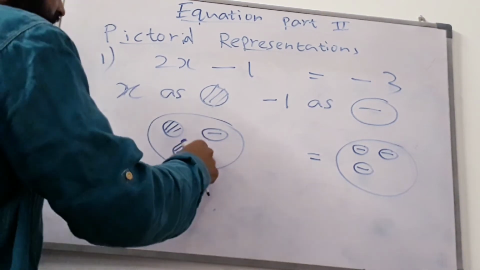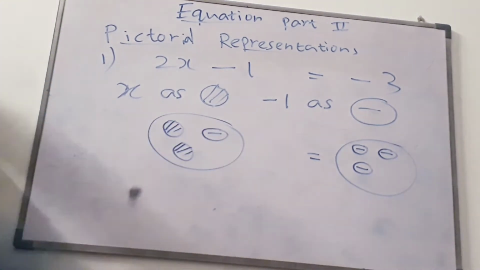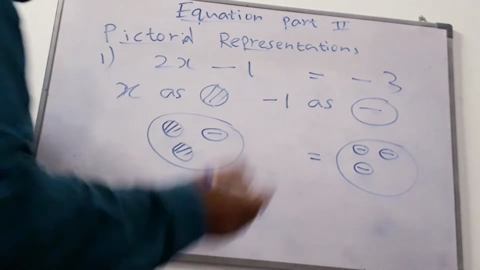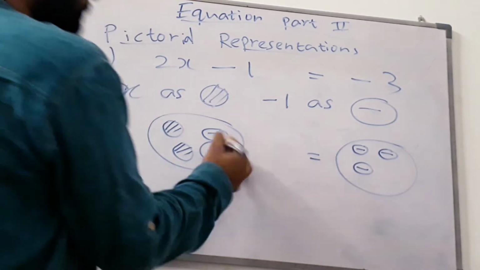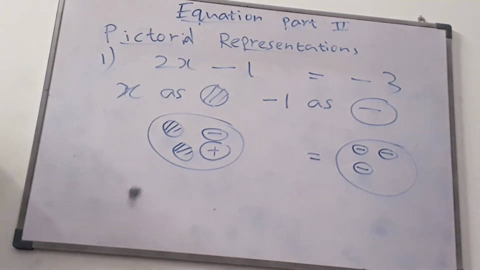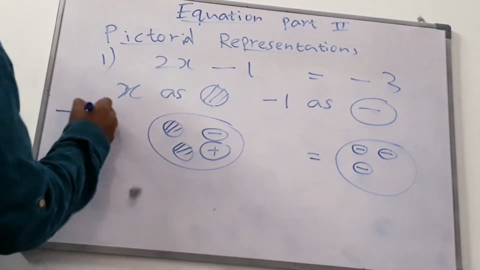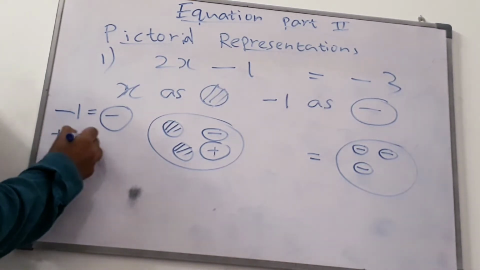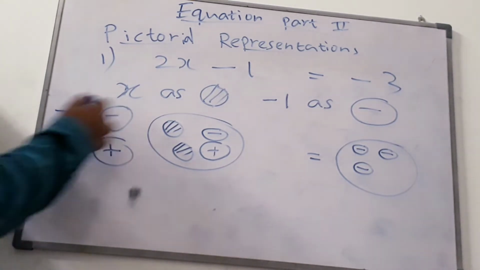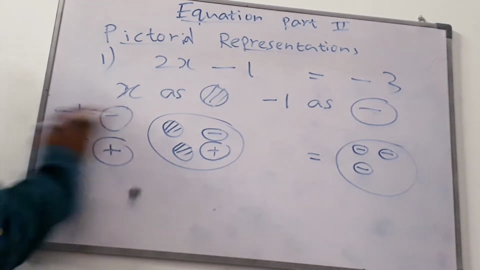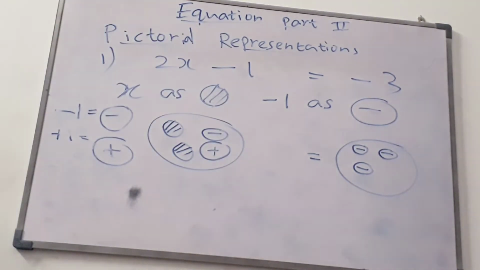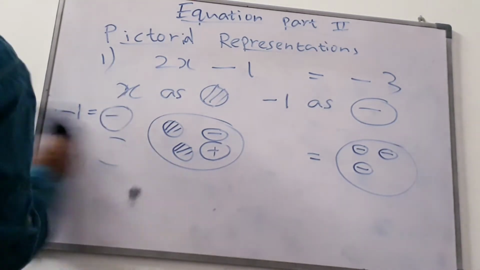So first of all, I am going to remove this minus on the left hand side. Minus gets cancelled if we make a plus circle. For example, minus 1 means a circle with a minus symbol. Likewise, plus 1 means a plus mark within a circle. So here I draw a plus mark inside this picture.